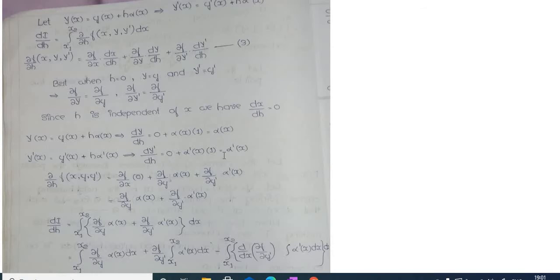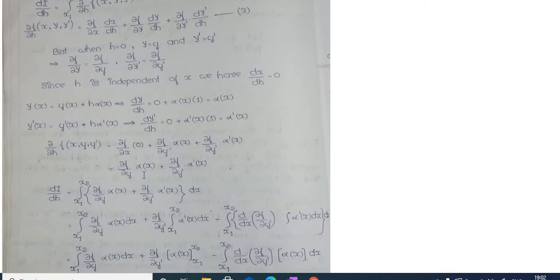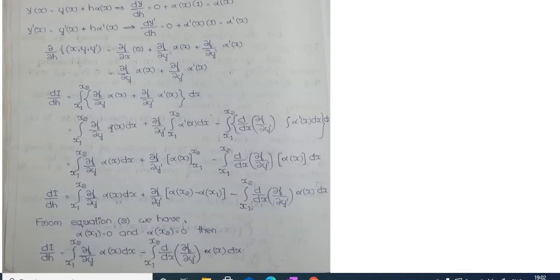Now we know all the values. We are going to replace all the values. First observe equation number 3. LHS, no change: ∂f/∂x as it is. This is 0 because h is independent of x. Plus this one is also as it is. dy/dh is alpha of x. This one is also as it is. dy dash/dh is alpha dash of x. So 0 into anything equals 0, and we are going to get this expression. Now I am going to write this expression in integration.